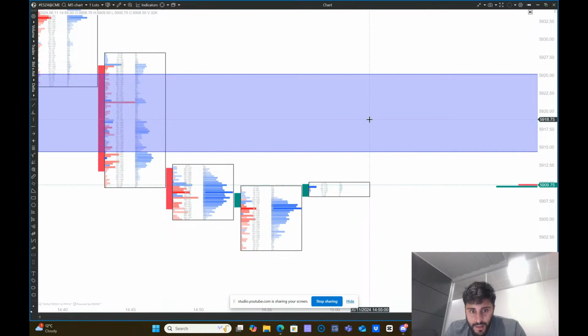Told you price is going to retest it. Let's see how price retests. Get ready to take a trade, everyone.